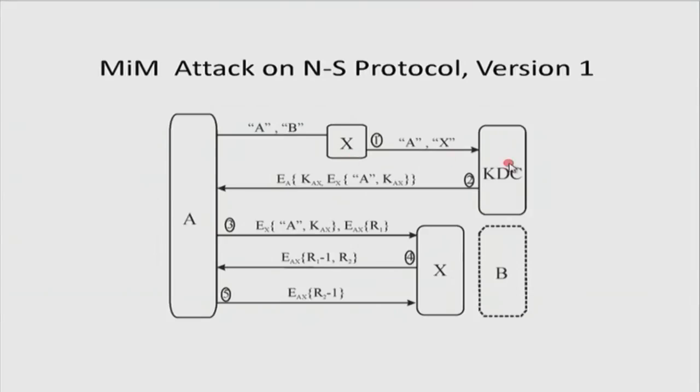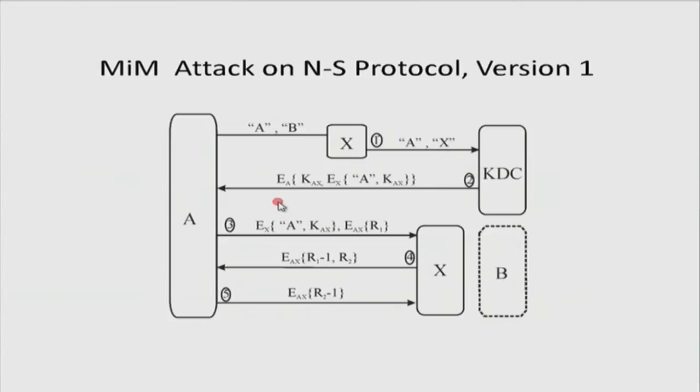And the KDC receives this message. So the KDC doesn't realize that X is saying that he is A and that he wants to talk to X. The KDC is not able to figure out that he has spoofed this message. Basically, the KDC only goes by things like keys. So he accepts that he's receiving a message from A and that A is saying he wants to talk to X. So what does he do?